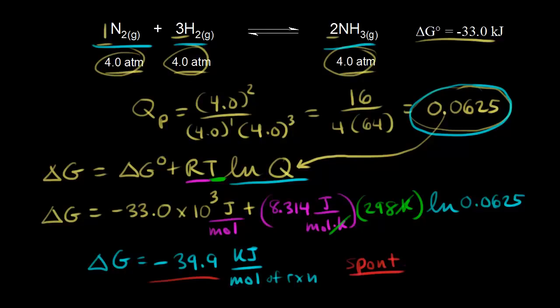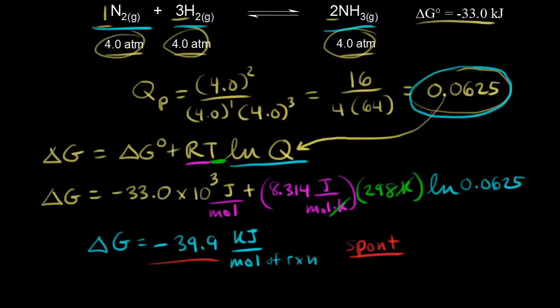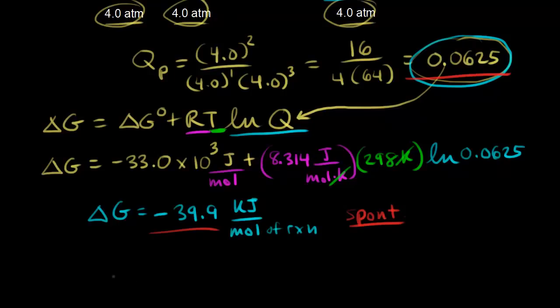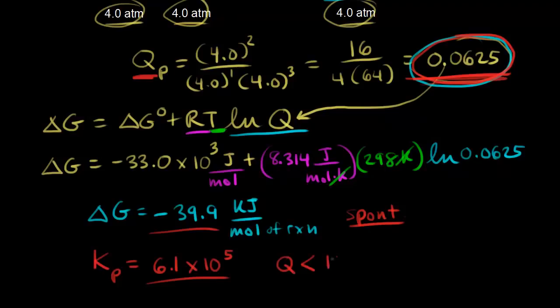Let's think about how far away we are from equilibrium. All right, so Q, our reaction quotient, is 0.0625. For this reaction at 25 degrees C, the equilibrium constant, which would be Kp, is equal to 6.1 times 10 to the fifth. Our value for the reaction quotient was 0.0625. That's much, much smaller than the equilibrium constant. So Q is much smaller than K. So we know we have too many reactants and too few products.